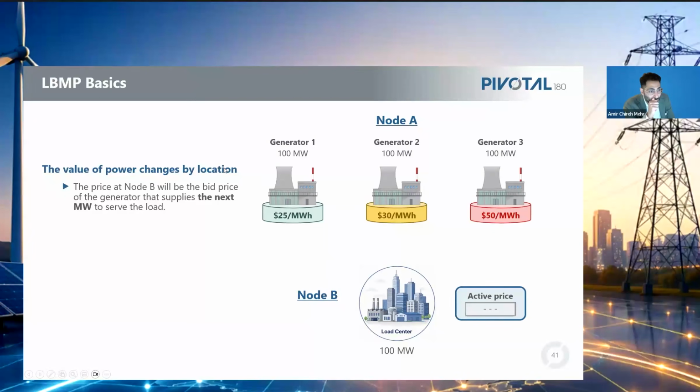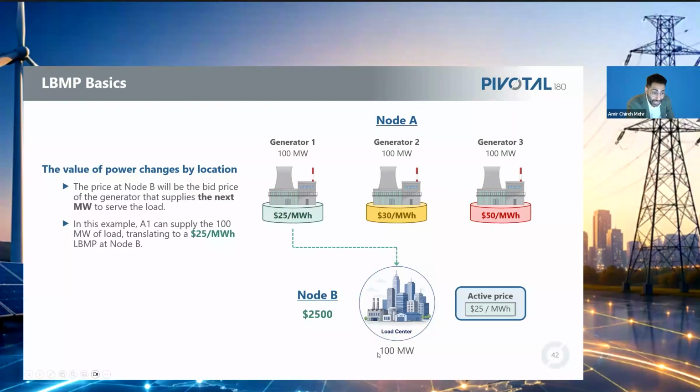So if all we need is 100 megawatt hours, then we can use just generator 1 to supply all the power. So our active price, no constraints applied, is going to be the $25 per megawatt hour associated with this plant, which over an hour and 100 megawatts is going to correspond to $2,500 of cost.